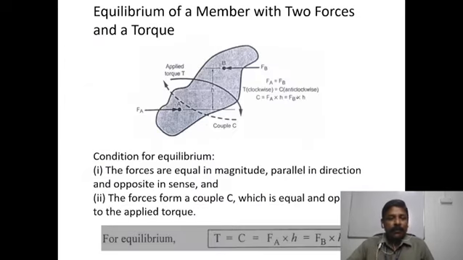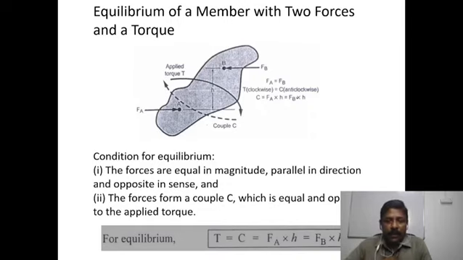The next case, the equilibrium of a member subjected to two forces and one torque. So what is meant by torque? Torque is a twisting force. Its unit is Newton meter, the force into the perpendicular distance. So simply we are saying force is a linear force, and torque is a twisting force.